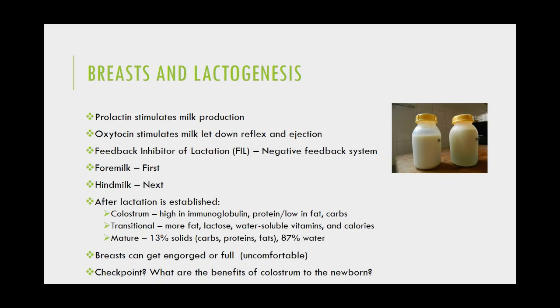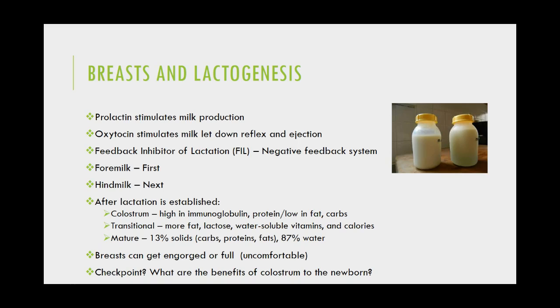There is something that goes along with breastfeeding called the feedback inhibitor of lactation. That's the FIL, and it is a negative feedback system. So in other words, breastfeeding works on a supply and demand type system. The more the baby feeds, the more milk that is supplied and ejected, the more milk that mom will make. The less milk that mom puts out, the less milk she will make.